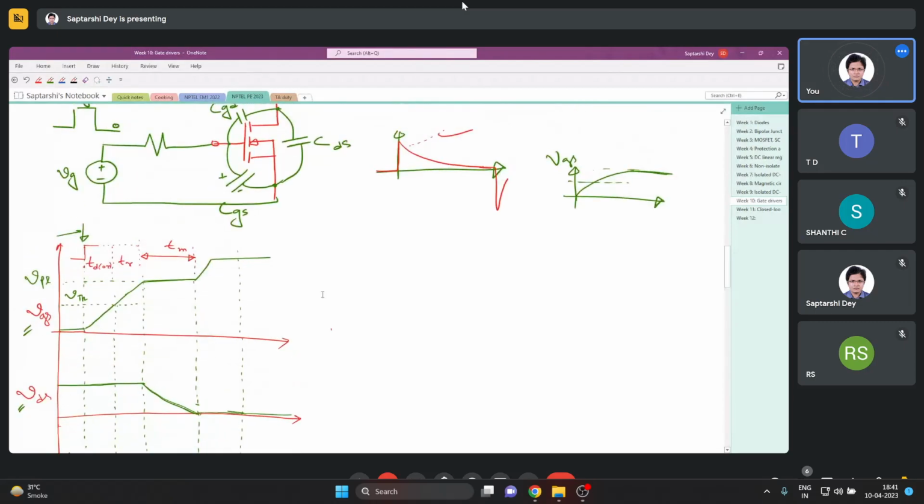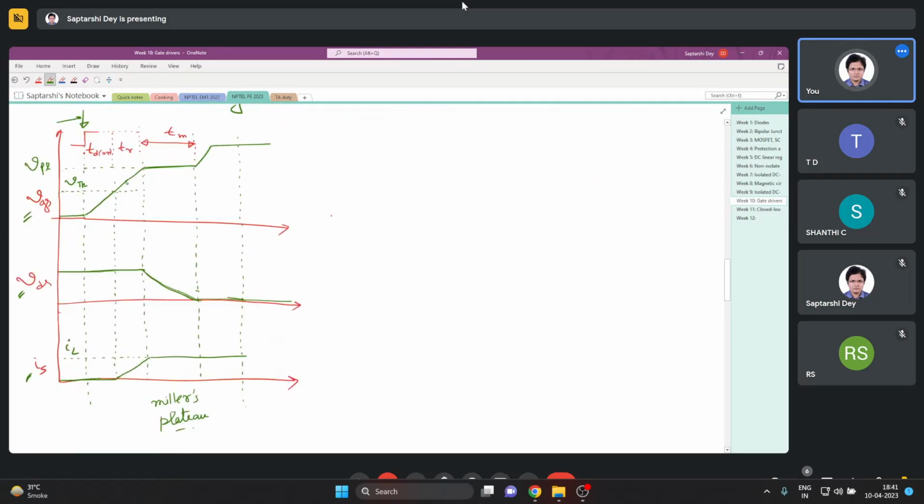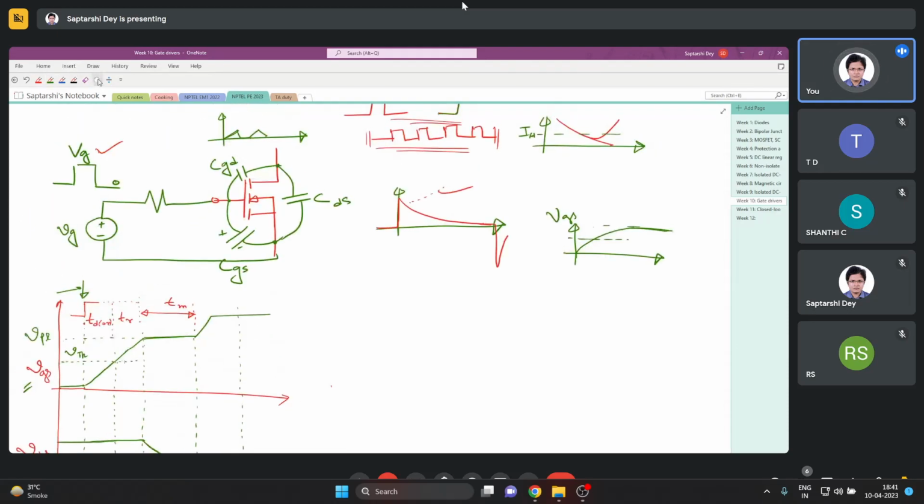Until it reaches the threshold voltage, the switch does not turn on at all. The switch does not respond at all. Once this voltage reaches the threshold voltage, then only the turning on process starts. Now how does it start? Let me copy this once again.